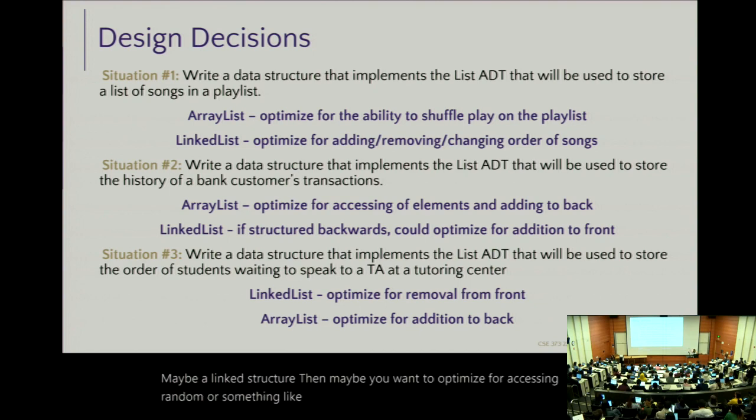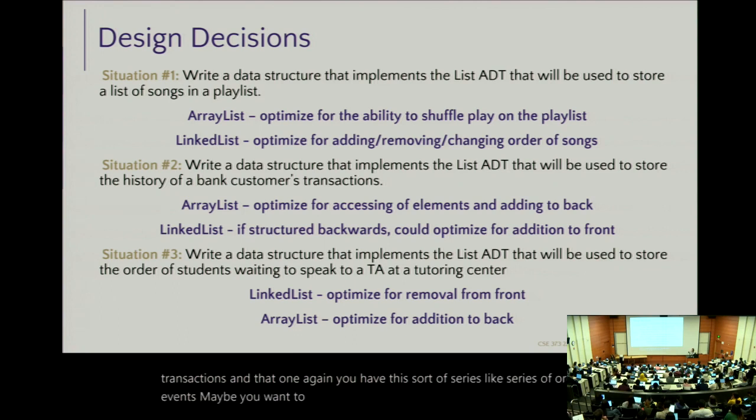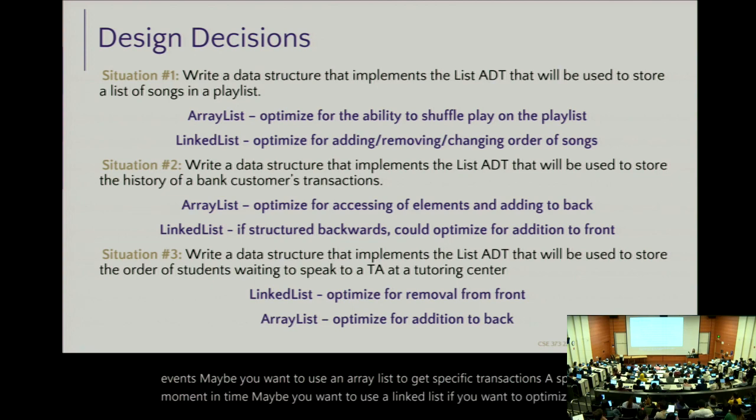The second one was bank customer transactions. In that one, again, you have this sort of series of ordered events. Maybe you want to use an array list to get specific transactions at a specific moment in time. Maybe you want to use a linked list if you want to optimize for adding transactions.